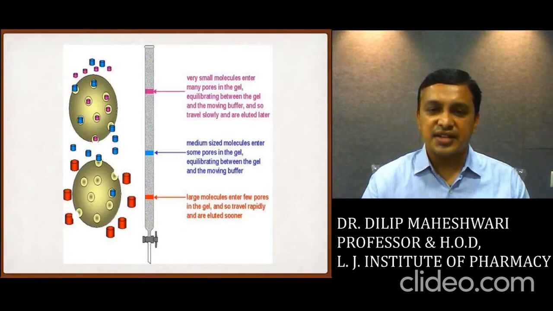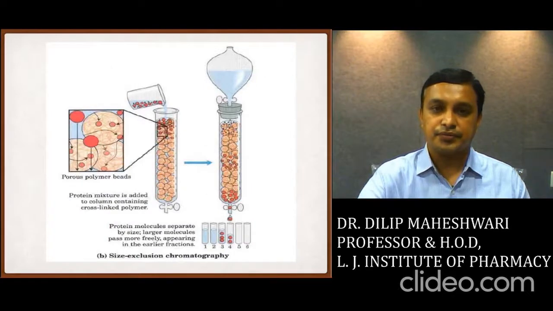The medium size molecules, at the middle of the column, enter some pores in the gel, with equilibrium between the gel and the moving buffer. At the top, very small molecules enter many pores in the gel, with equilibrium between the gel and the moving buffer, and so travel slowly and are eluted later. So this is the basic separation by size exclusion chromatography or gel chromatography.